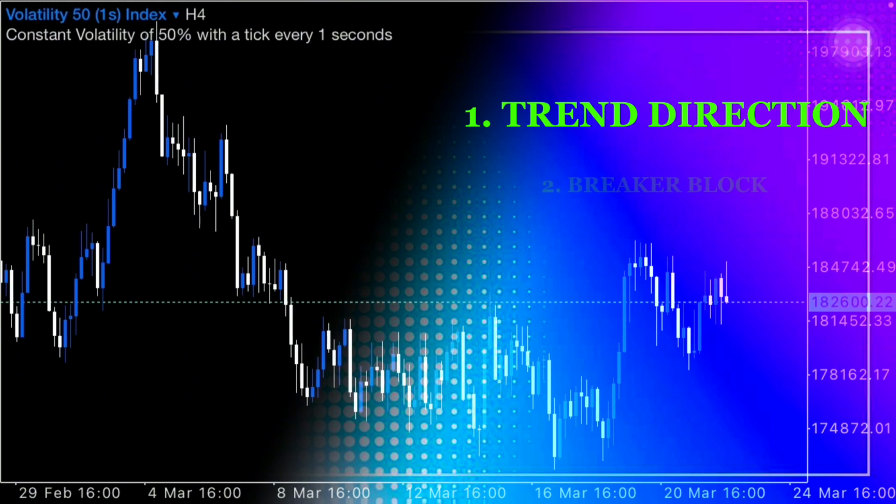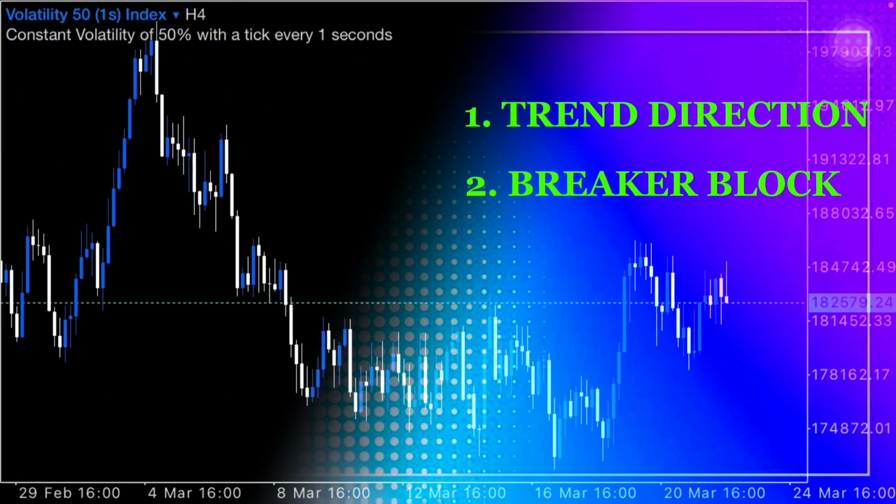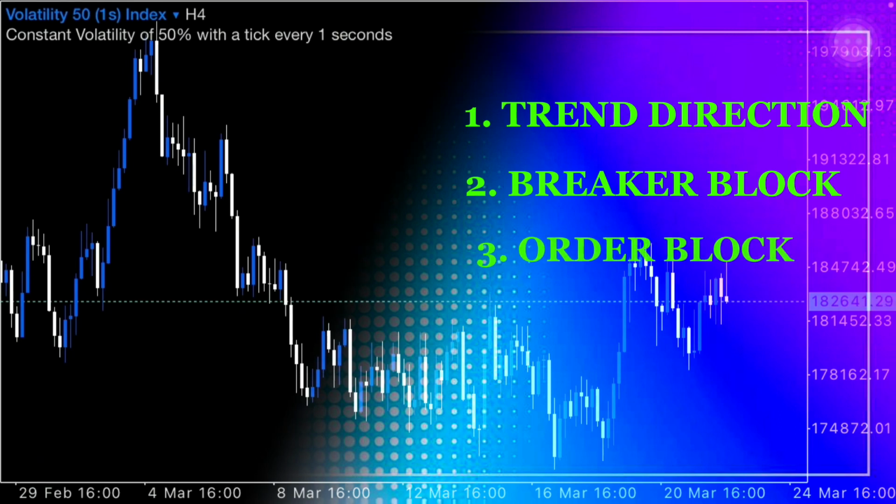The second thing we are going to make use of is breaker block. It's going to be crucial for this particular strategy. Follow the video step by step to understand. The third thing we are going to make use of is order blocks. Just like the breaker block, it's also going to be crucial for the consistent results of this strategy. Now the last thing that we are going to make use of is none other than the Fibonacci retracement tool. Okay, so these are the four things we are going to make use of in this strategy to achieve consistent results.